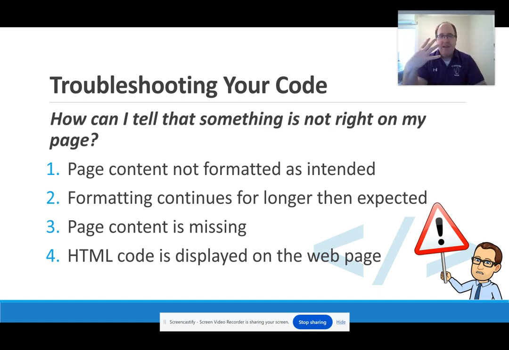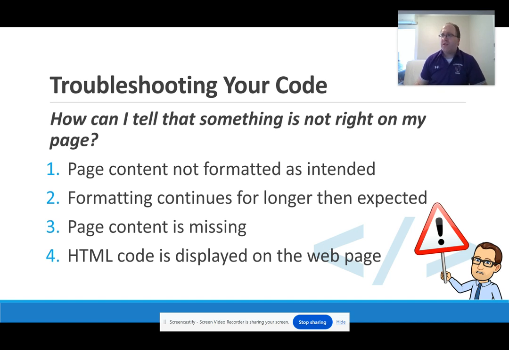Right? So these are the four major things that I see. That your page content is not what it's supposed to look like. That formatting should have stopped a while ago. Something's missing entirely from the page, or why am I seeing this tag? Tags shouldn't be displayed on the actual page. I only should see them when I'm coding. So these are four major areas that I look for. And now let's take a look at, all right, what do I do about it?